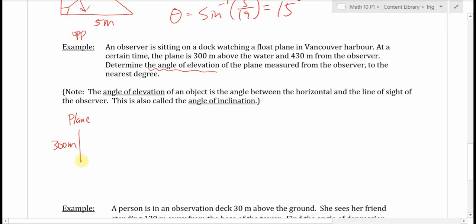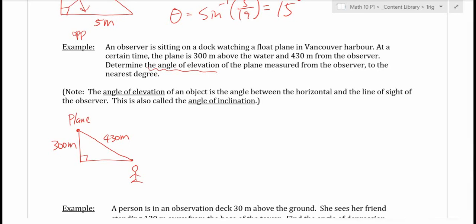Okay, so the observer is sitting on a dock. So here is the observer sitting down. I know that's standing up, but that's okay. 430 meters away from the observer. So here is 430 meters. The plane is 430 meters away from the observer, not a horizontal distance. Okay, so that's the distance.